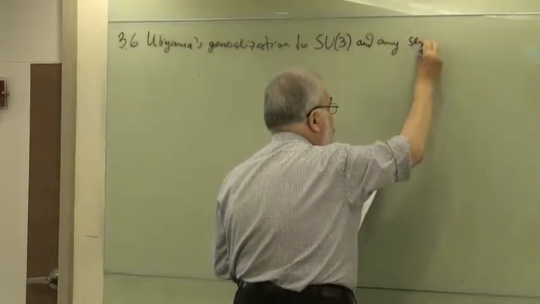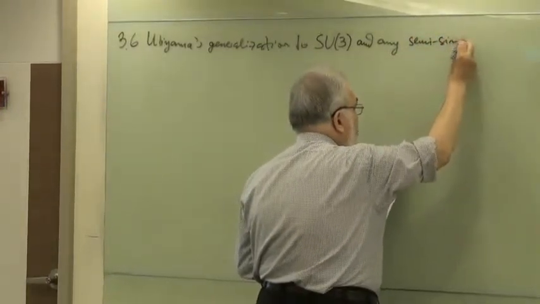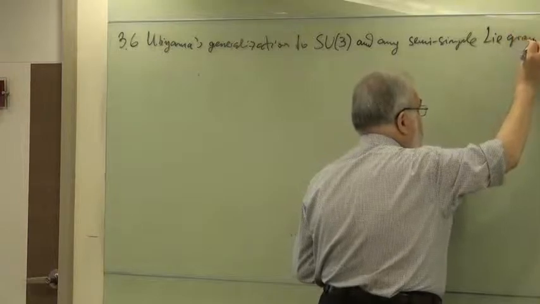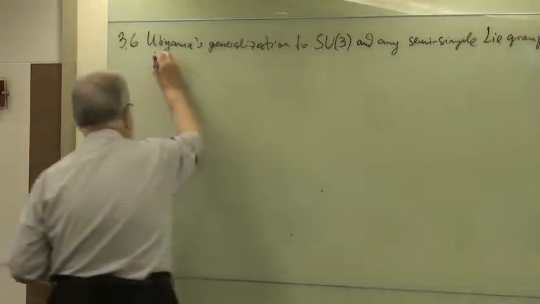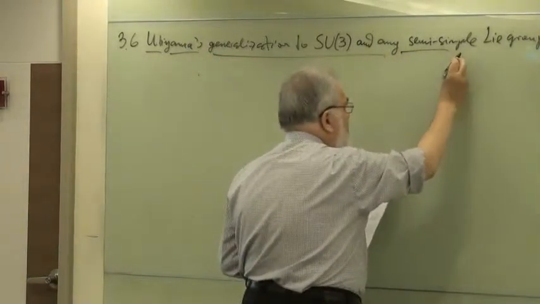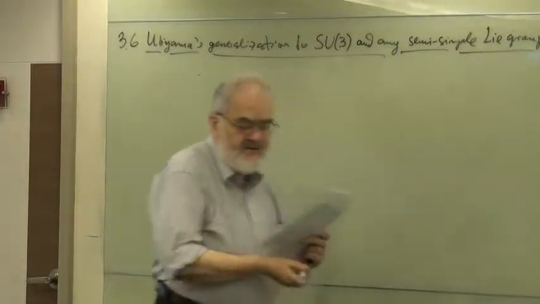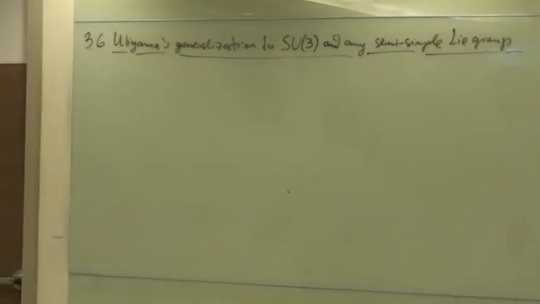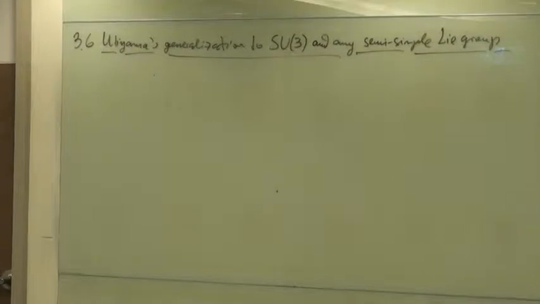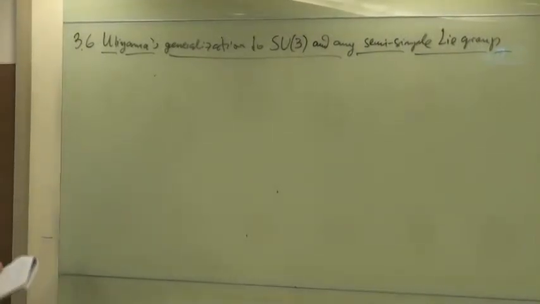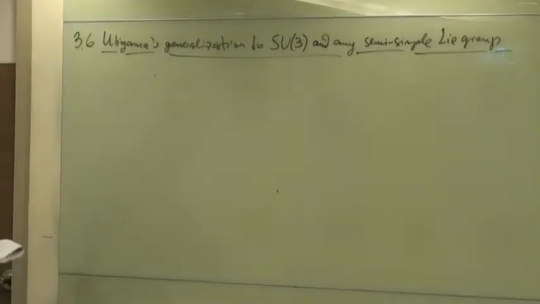Why semi-simple? Because these are the Lie groups, by definition, where the determinant of the Killing metric of the structure constants is unequal to 0, so it's non-degenerate, and then you can play all the games which you can play with the metric, you can invert it, and you can develop a tensor algebra for these expressions. So this is what physicists can handle, and for that reason, Utiyama took these groups.